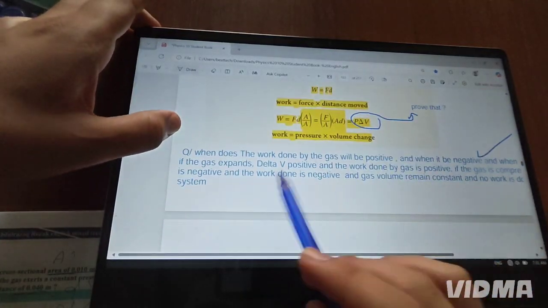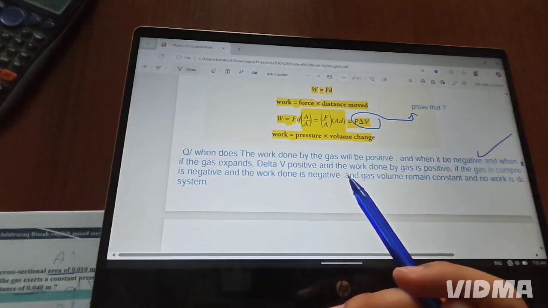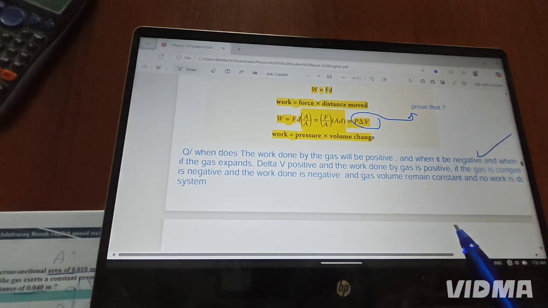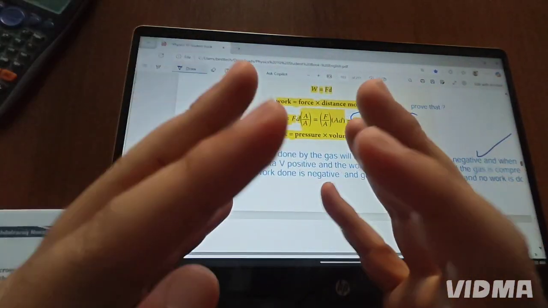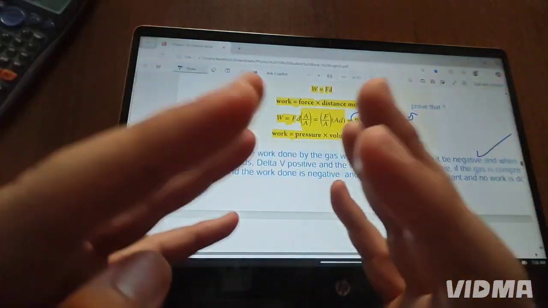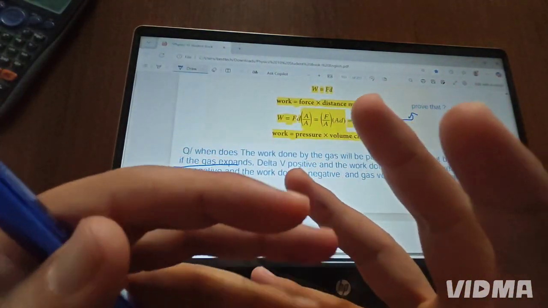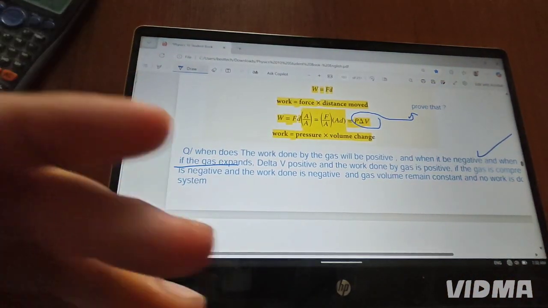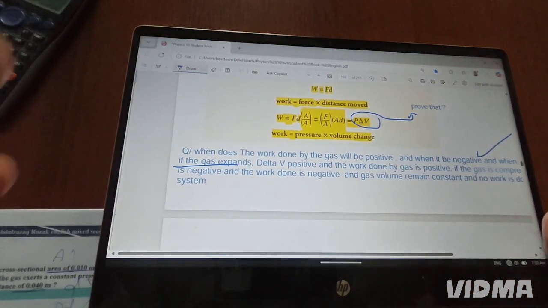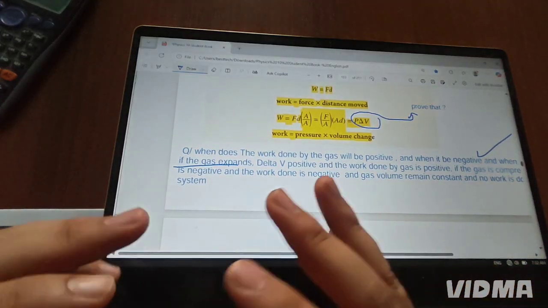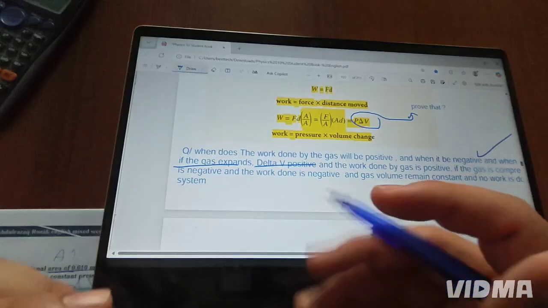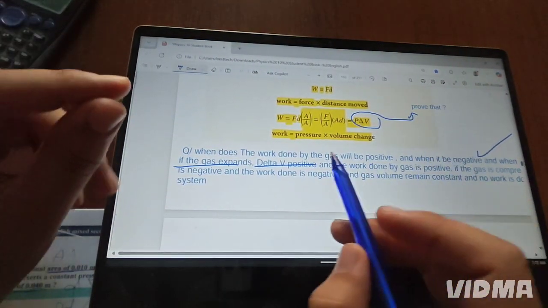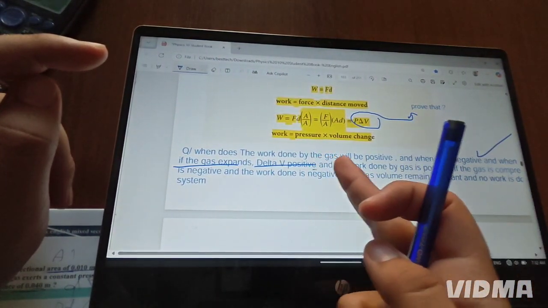So this is the rule that I explained. When is the work done by the gas positive and when is it negative? If the gas expands, you know what expansion means: the size of the gas increases and we have a larger volume. So delta V becomes positive, of course, because we have a larger volume. When delta V is positive, the work done by the gas is positive too.